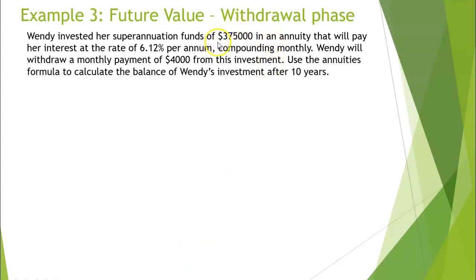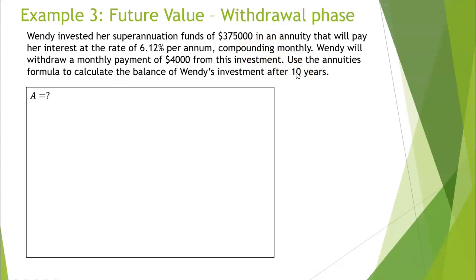So what do we know? Here's her starting principal of $375,000. Our interest rate is 6.12% per annum compounding monthly, so we need to convert that to a decimal and divide by 12 compounding periods. Our M is her withdrawal amount of $4,000 and 10 years at monthly, so we're going to have 120 compounding periods. So let's write down what we know.